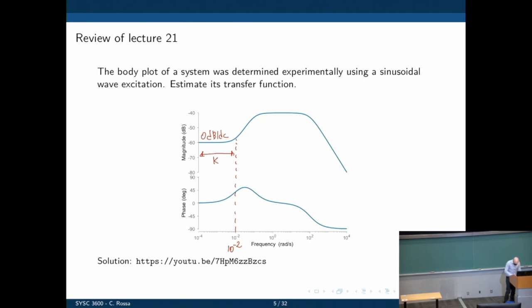By looking at it, we can see that this goes up by 20 decibels per decade. So we went from 0 dB to plus 20 decibels per frequency decade. Notice that the zero did not make the Bode plot 20 dB. It simply added 20 decibels per decade to the slope of the Bode plot. So at 10 to the power of negative 2, we have a zero.